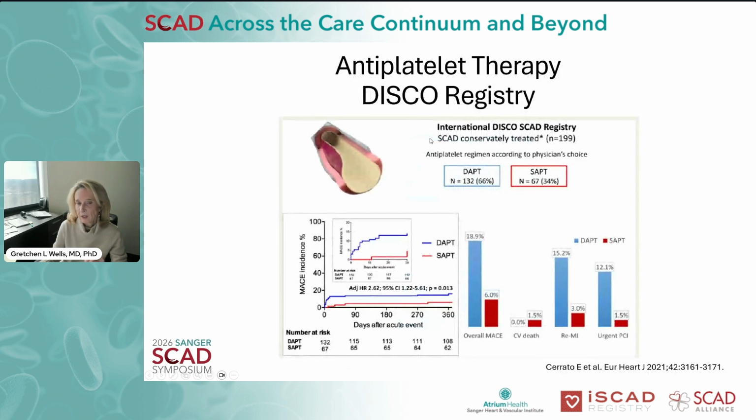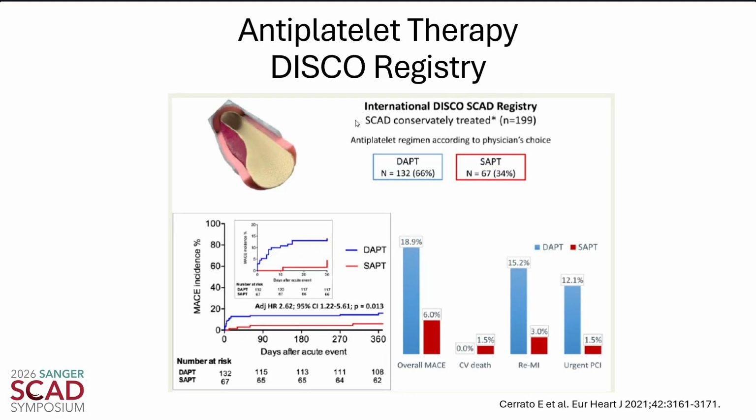Now, antiplatelet therapy was mentioned earlier. For the clinicians in the room, we know that the guidelines for non-ST segment elevation MIs, and so on, recommend dual antiplatelet therapy. Many times patients are sent home with stents, and we're not talking about that group. They require dual antiplatelet therapy. Again, we're talking about conservative therapy here.